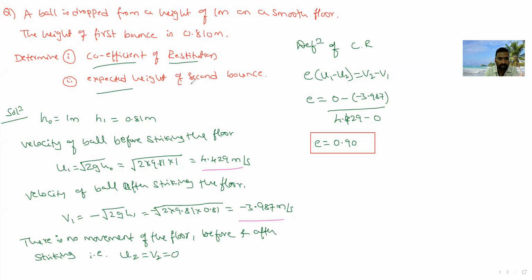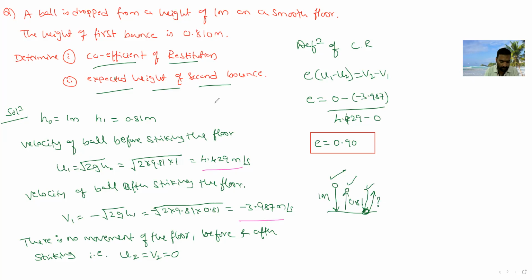Then second is the expected height of the second bounce. See, initially the ball is dropped to the floor. Initial height is 1 meter. After striking, it will bounce back. How much is the height? 0.81. Now it is coming and striking again, then going back. This is initial, this is the first bounce, this is the second bounce. I want to find out the second bounce. He is asking the expected height of the second bounce.